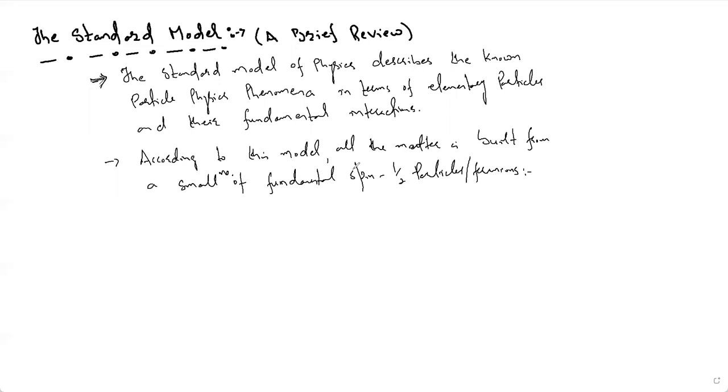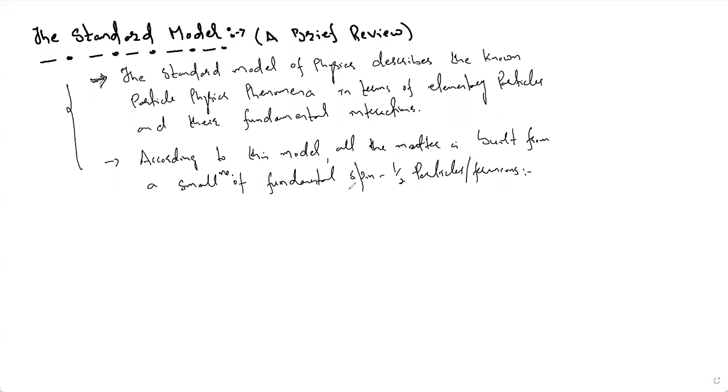So the first thing is that this standard model was actually proposed to describe all the particle physics phenomena by some elementary particles and their fundamental interactions. So as per this model, all the matter is actually built from a small number of fundamental particles, that is spin half particles. Whatever matter is existing in the universe is actually made from all these spin half fundamental particles. How many particles, we will explain in a while. So this lecture will actually be a review of your very first unit that you have studied about the particle physics.